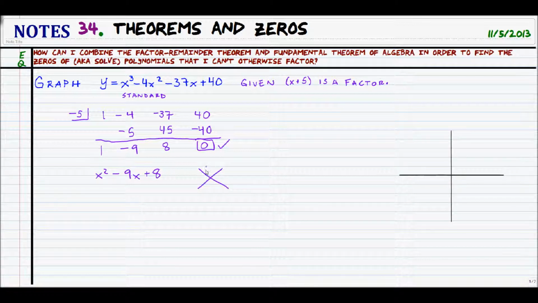So I can do a quick diamond. This one's an easy diamond problem. So plus 8, minus 9, we'll get minus 8 and minus 1. If I factor it with the easy diamond, I get x minus 8, x minus 1.